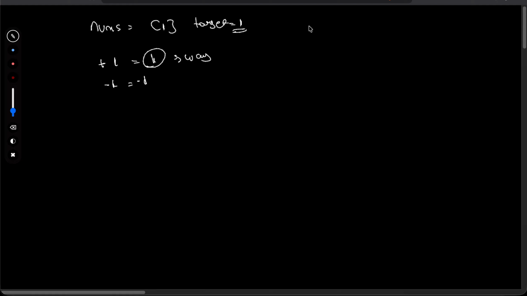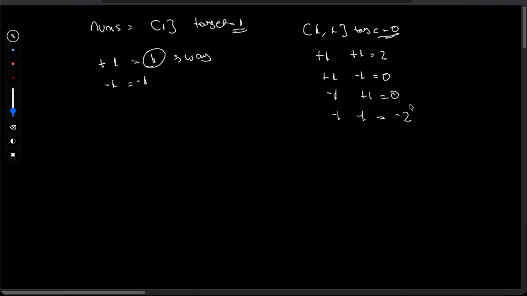If you have two numbers in the array, 1 and 1, and the target is 0: first plus 1 plus 1 is 2, and plus 1 minus 1 is 0. Next, minus 1 plus 1 is 0. Next, minus 1 minus 1 is negative 2.